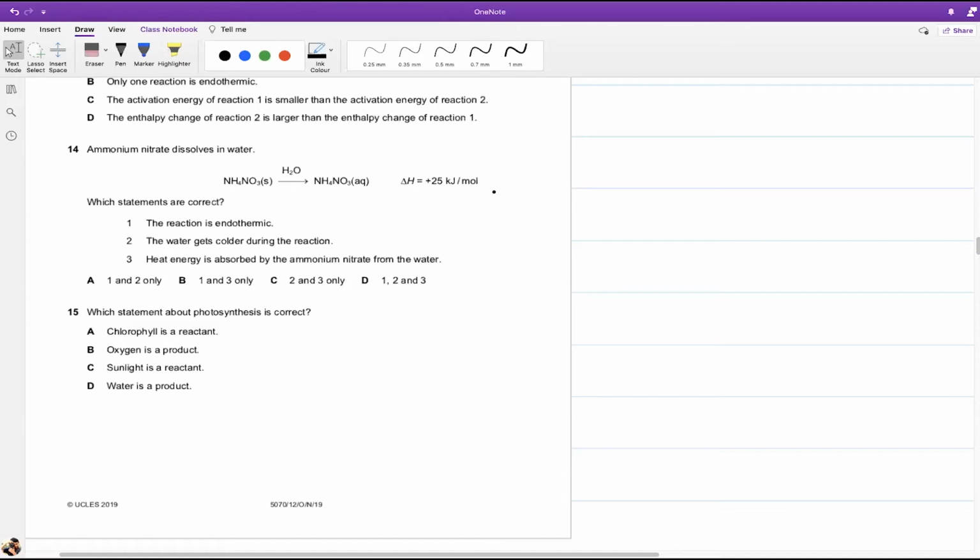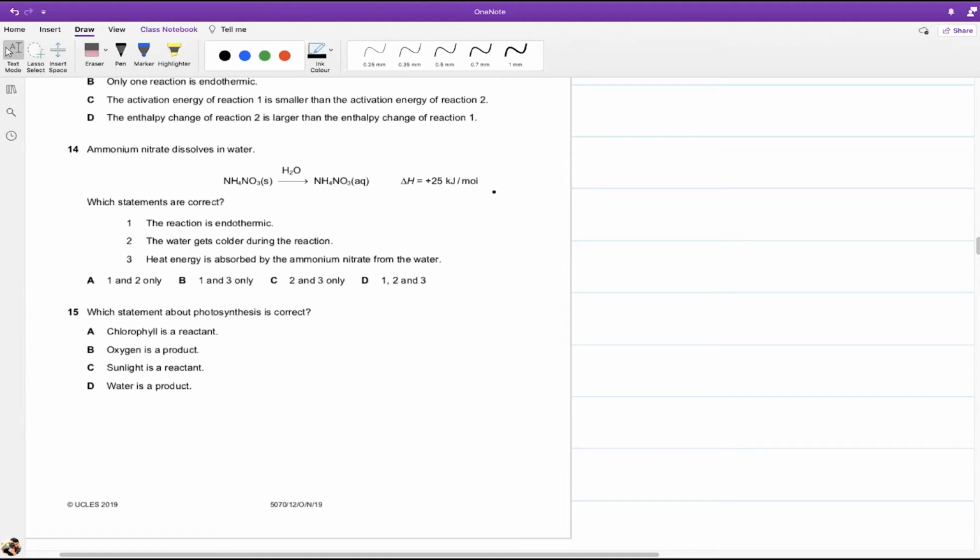All right, 15. Which statement about photosynthesis is correct? Chlorophyll is a reactant. Reactant is the one thing that actually reacts, that actually is used up in the process. So chlorophyll is not used up. We don't see plants going out to shop for chlorophyll every day. They just have that chlorophyll in them, या वो reuse होता रहता है because it is a catalyst. Oxygen is a product. Okay, so when photosynthesis happens, oxygen is given out. So yeah, this is a product.